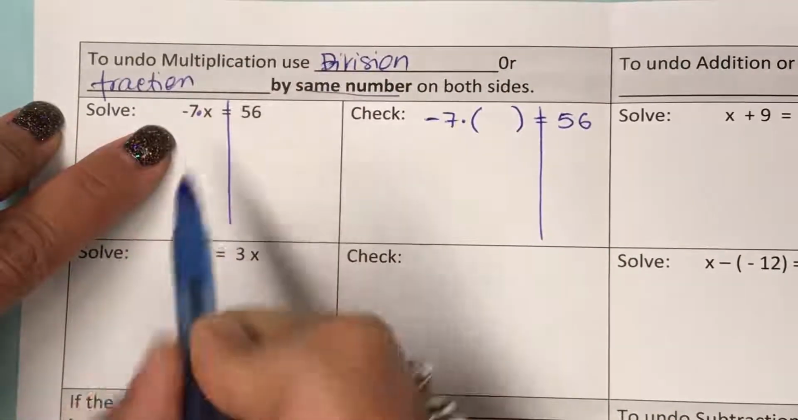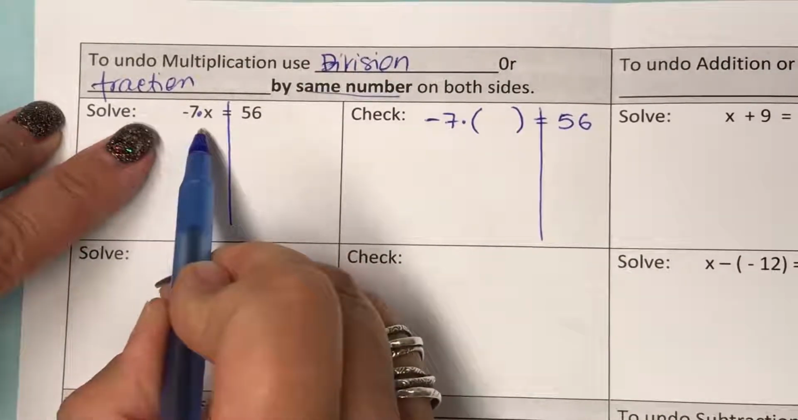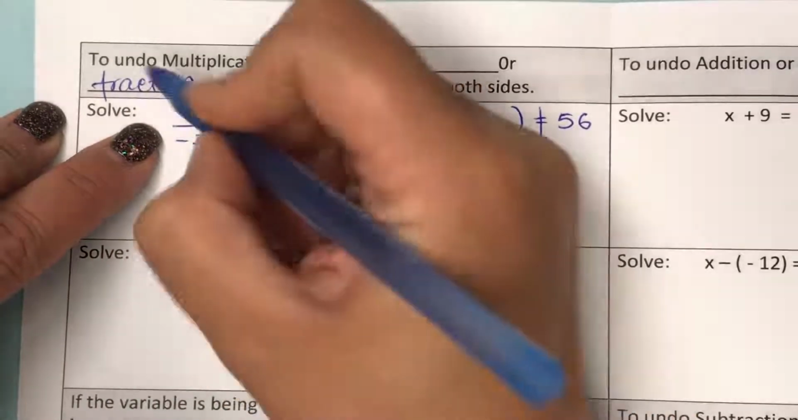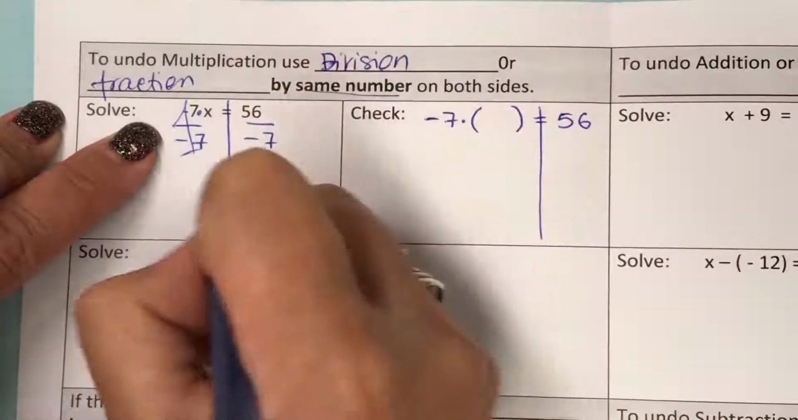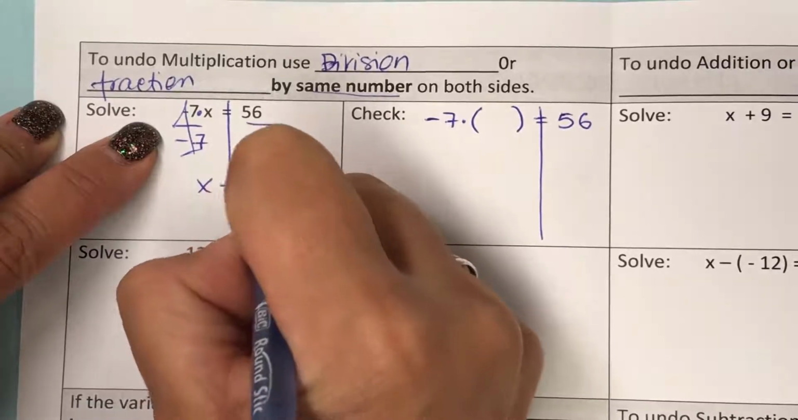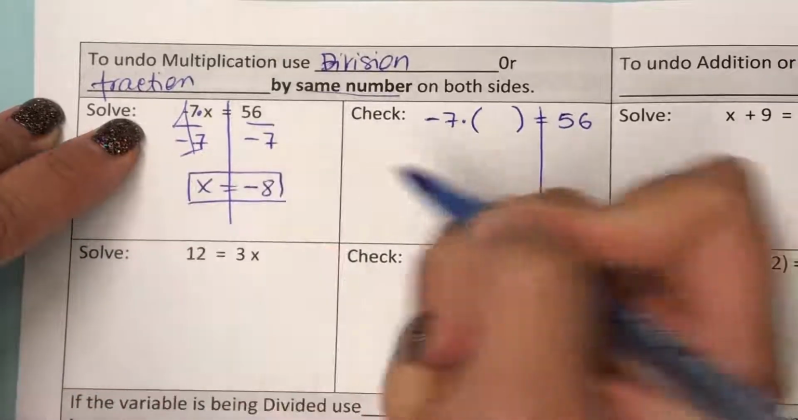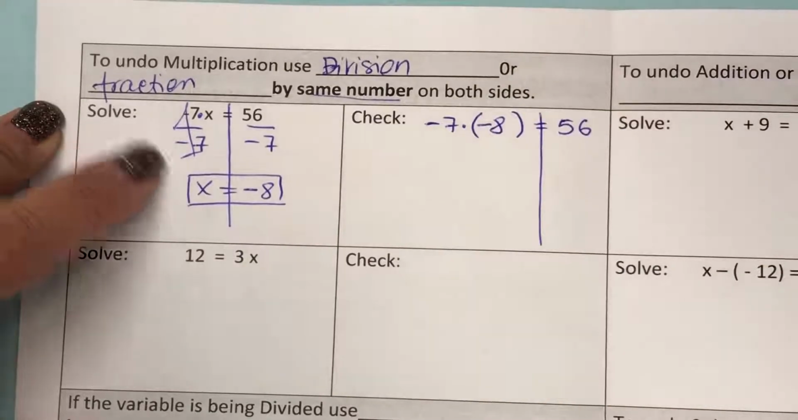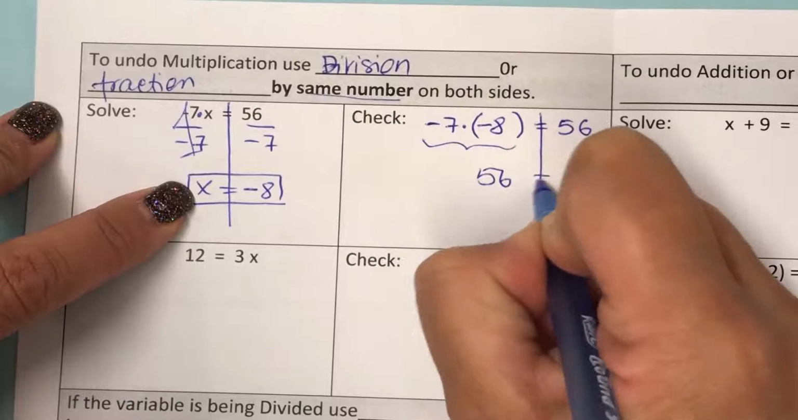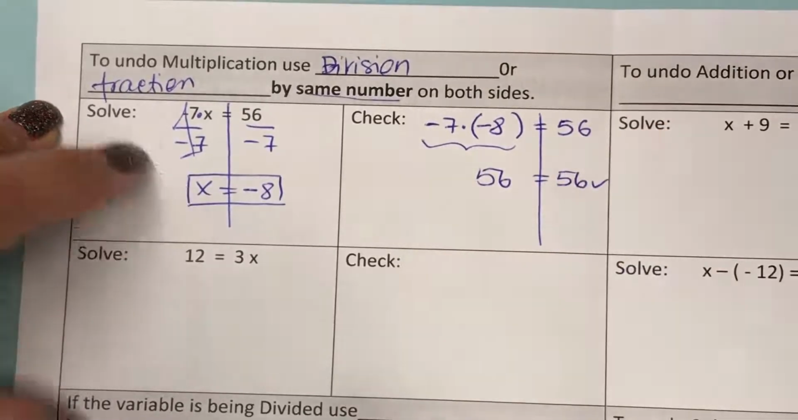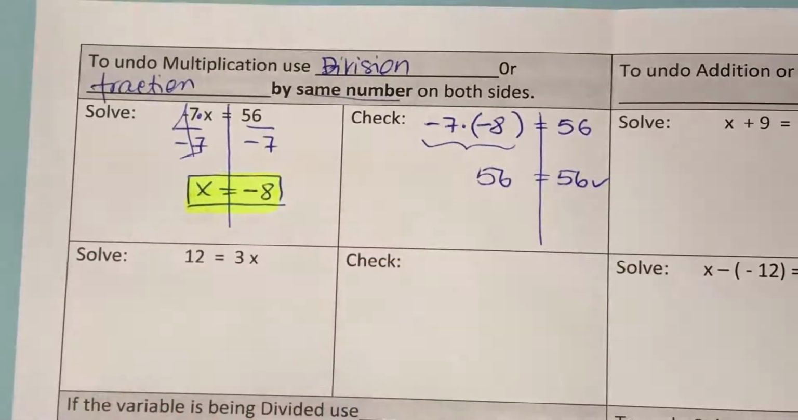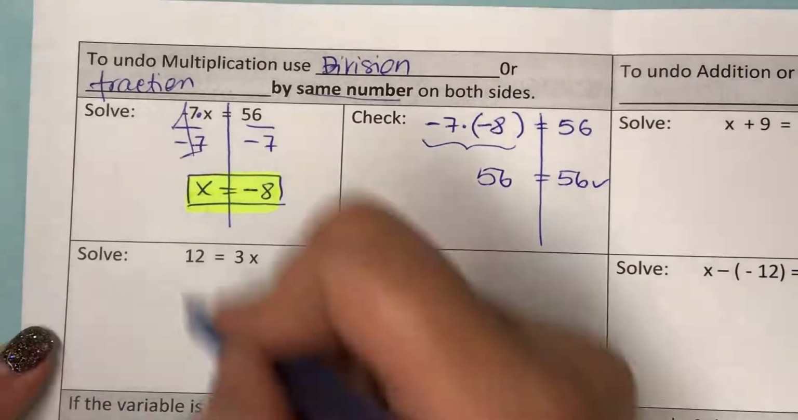So -7x here, my variable term, represents a multiplication problem. Use division and divide by -7 both sides. Negative divided by negative will be your 1x, which is x. And the solution on the other side, -8. When you check, we substitute the value. So -7 times -8 is positive 56, which is what we had in the problem. So my solution is checking out, and it is -8.